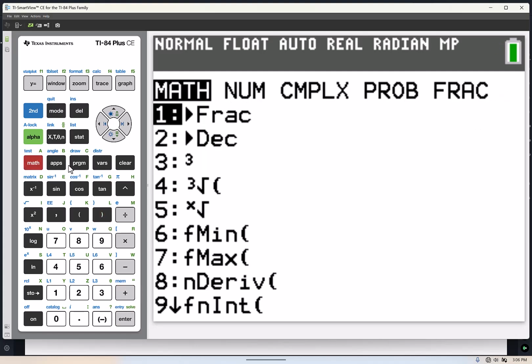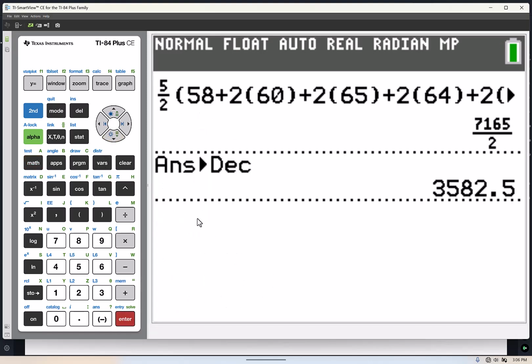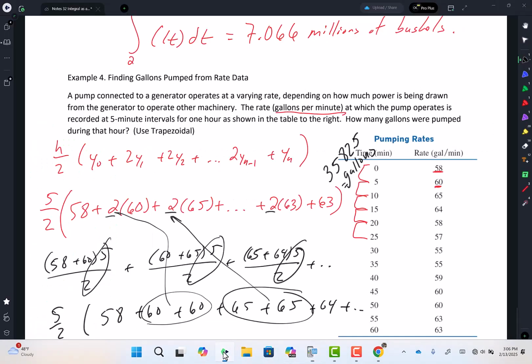Oh yeah, math decimal. 3582.5. And what are the units? Okay, see, you're the engineer and you figured that out. Cool or not cool?